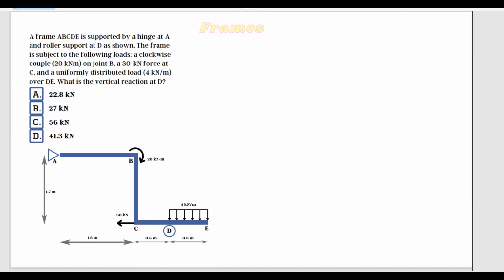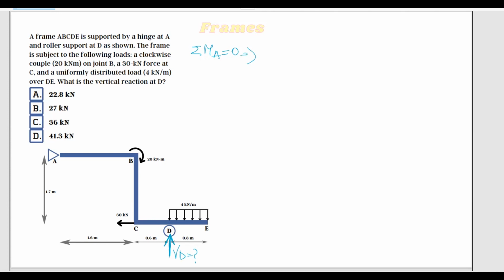You might recognize this is the same frame we've used in our equivalent force systems. In this case, we're just asked to calculate the reaction at the support D. So I'll call it VD. You have to calculate it. This is pretty easy to do. All we have to do is sum of moments at point A equals 0.